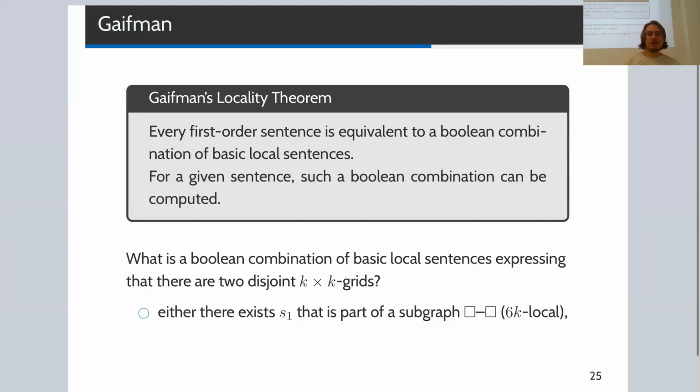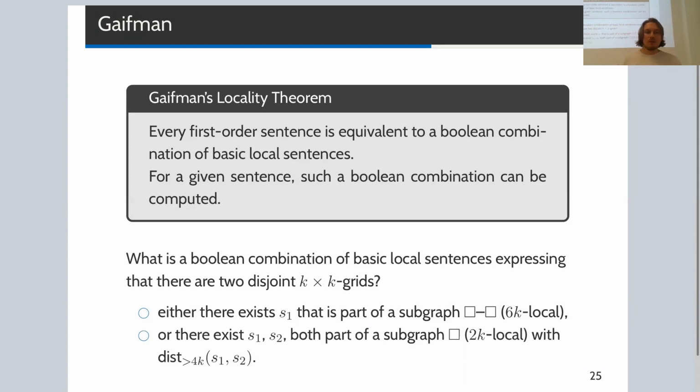So either you can say that there exists a single vertex that has such a 6k-local subgraph. So you can either say there exists a vertex, and it is part of two disjoint grids that are connected by some path of length at most 4k. So this would be one local sentence. It's a bit simple, this local sentence, because it only talks about a single vertex, not multiple vertices, while before we said this local sentence could mention many vertices that are far apart.